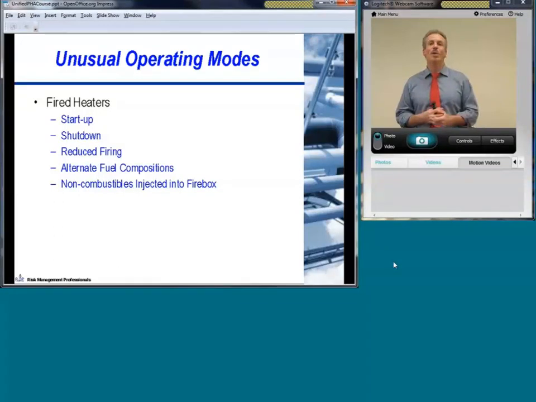So this is where you might want to do a procedure level review and make sure that you discuss all those different operating modes with the personnel on the team very thoroughly.